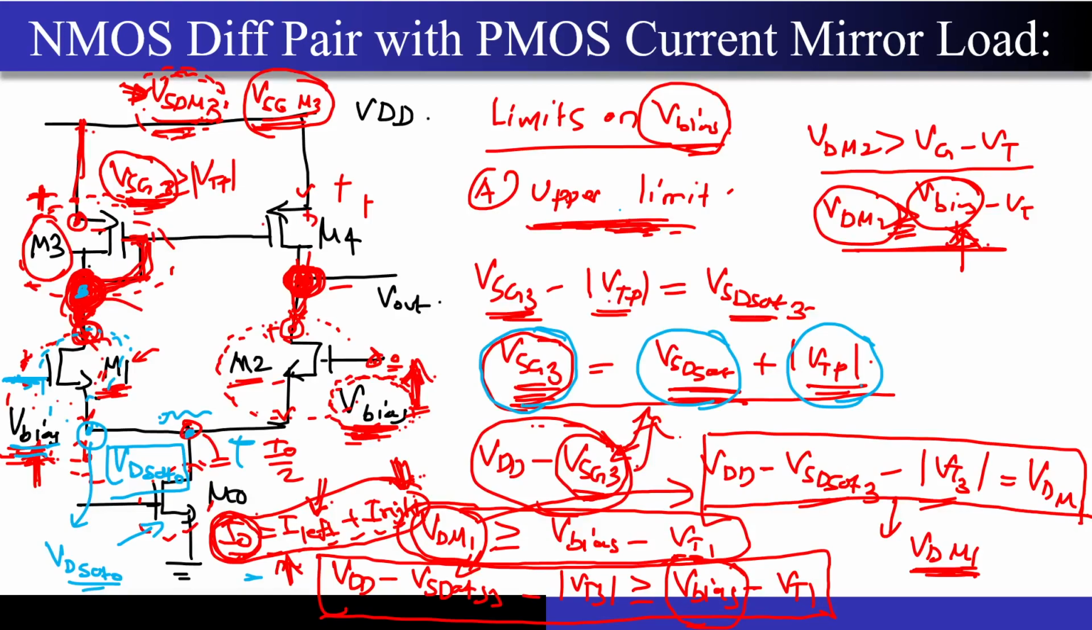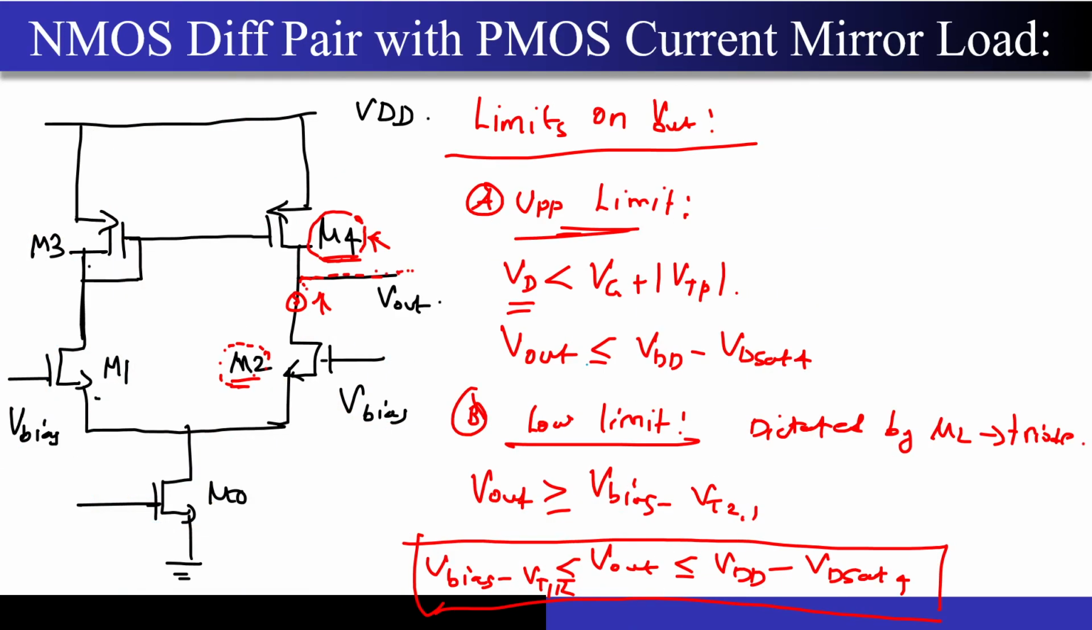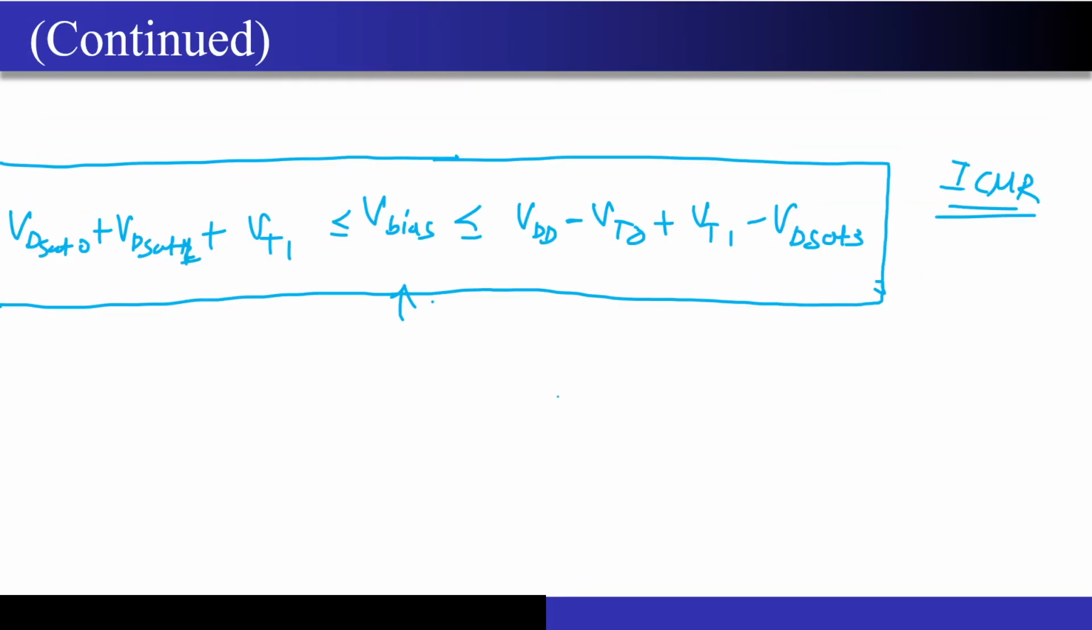Similarly, we had seen the bounds on the output: the upper limit was this and the lower limit was this. This bound is called the output common mode range. Now remember that we are not taking into account any signal swing. I am assuming that around the V bias there is some very small signal. If this signal becomes larger, I have to make sure that the signal swing is accommodated within this input common mode range.